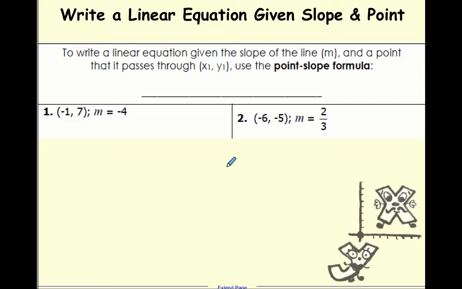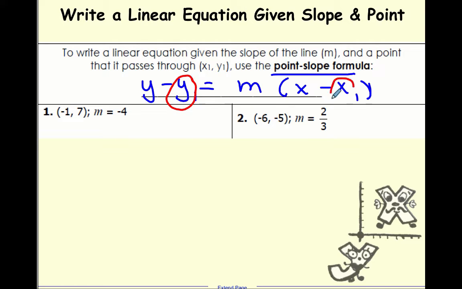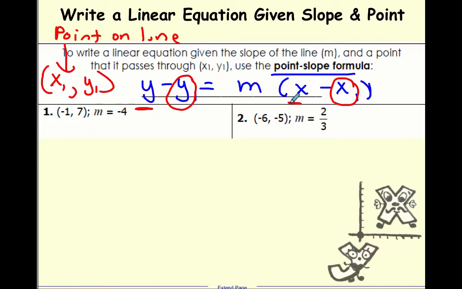To write a linear equation, given the slope of the line and a point on the line, you can use this formula called the point-slope formula. It's pretty useful, but it's not the only way to do it, so I'm going to show you a different method that you also can use. One thing to remember about this formula is what these symbols mean: x1, y1 is a point on the line, and this y and this x are just our variables x and y.